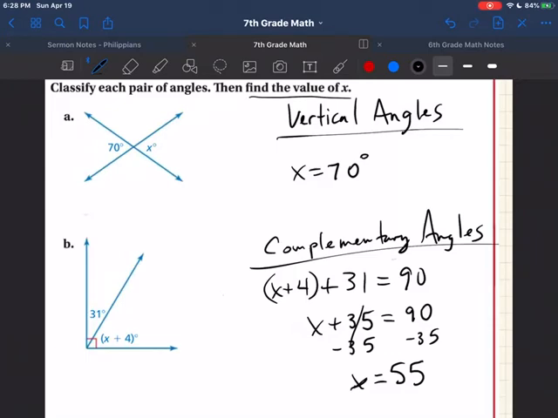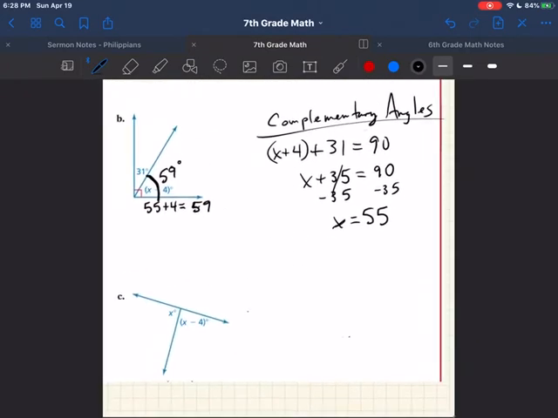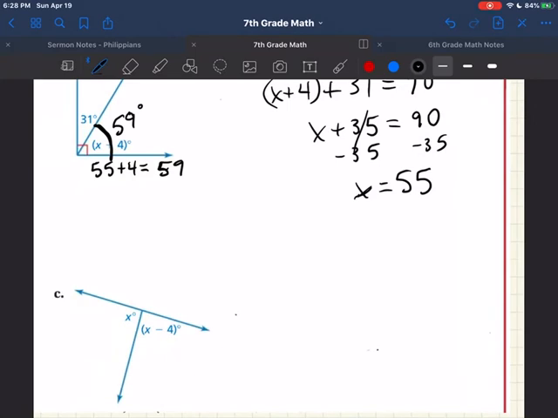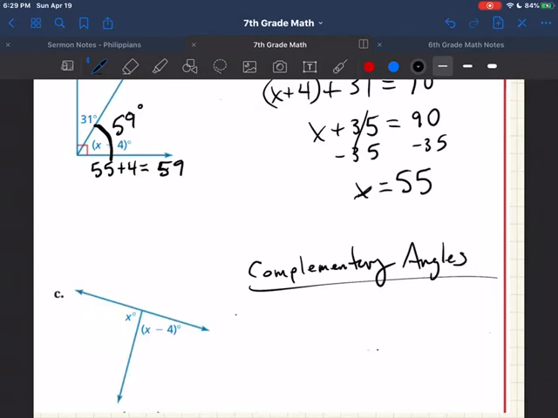It's important to check out what they want to know. But if x is 55, 55 plus 4 is equal to 59. So this angle measure is much more useful information to know, 59, but x is 55. All right, so now this one down here is complementary angles. Pretty sure that's how you spell it.